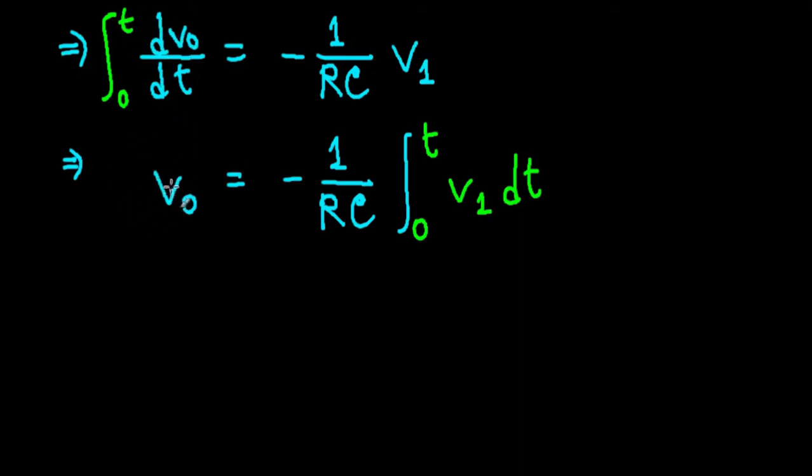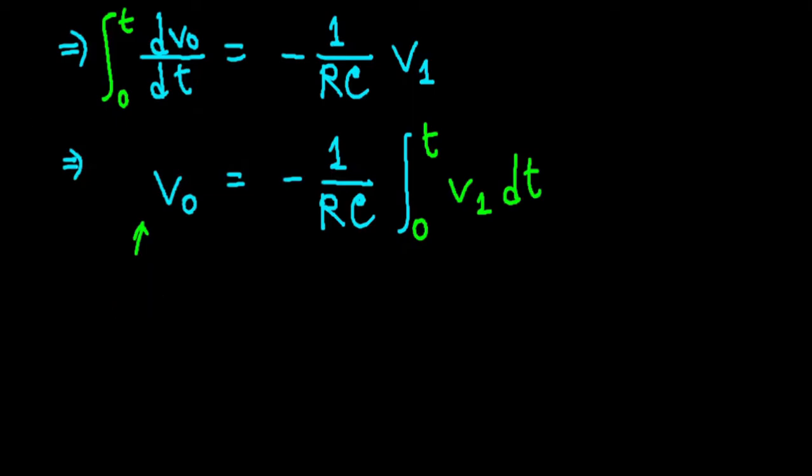what you'll get on this side is V output evaluated at t, minus V output evaluated at 0. But we already said we're assuming this to be 0. That's why this disappears, and we usually omit the parameter from here. So we just call that V output, to make the formula look a bit neater.